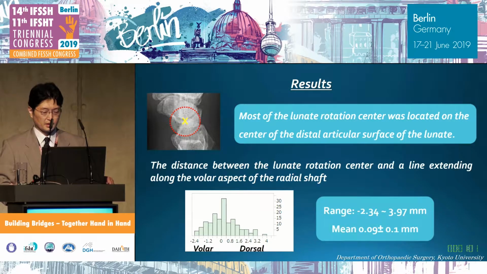Results. Most of the lunate rotation center was located on the center of the distal articular surface of the lunate. The distance between the lunate rotation center and the line extending along the border aspect of the radial shaft was between minus 2.34 and 3.97 millimeters. Mean value was 0.09 millimeters.